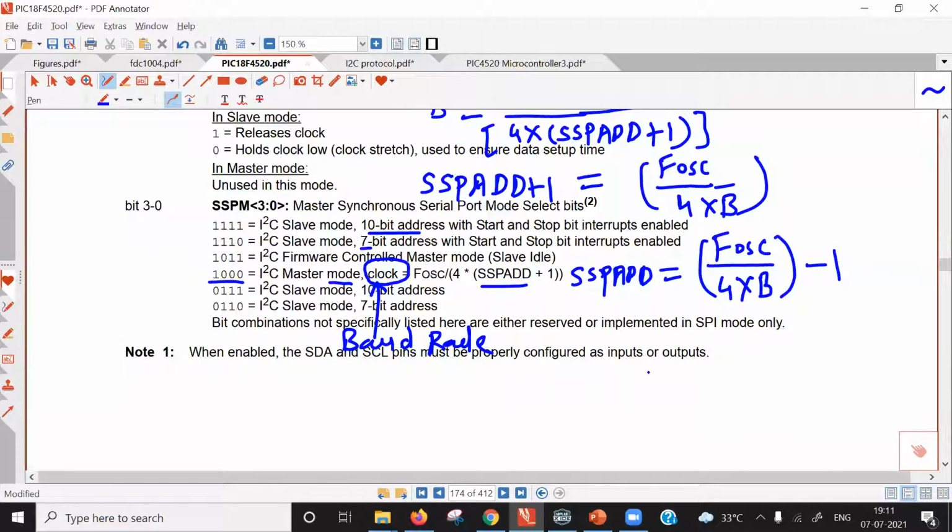You can do one calculation. What is our F oscillator? F oscillator is 4 megahertz, 4 into 10 raised to 6. 4 into 100 kilohertz, 100 into 10 raised to 3, minus 1. You'll find that the result of this operation is 9. In fact, it is a counter. Total 9 clock pulses are required. Although this value gives 9, internally there is a multiplier. With the help of that multiplier, proper timing is generated for the clock signal. So 9 clock pulses will be generated, and if you calculate the frequency of that clock signal, it will be 100 kilohertz.